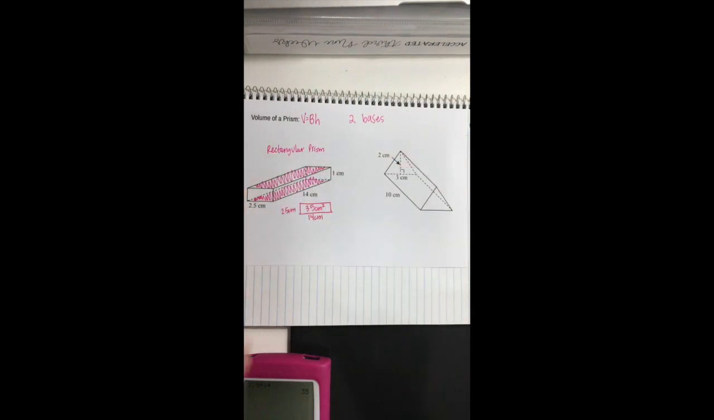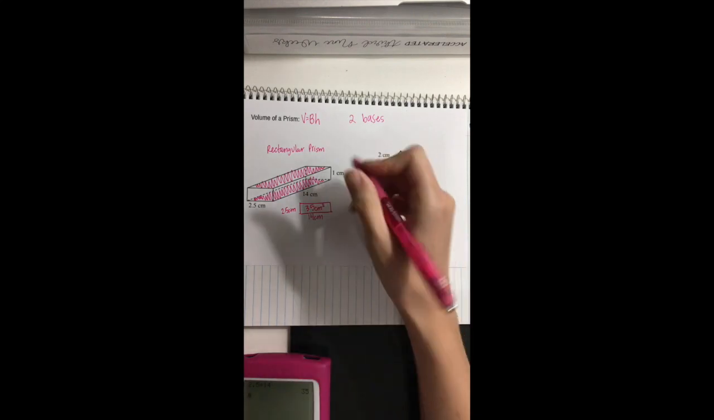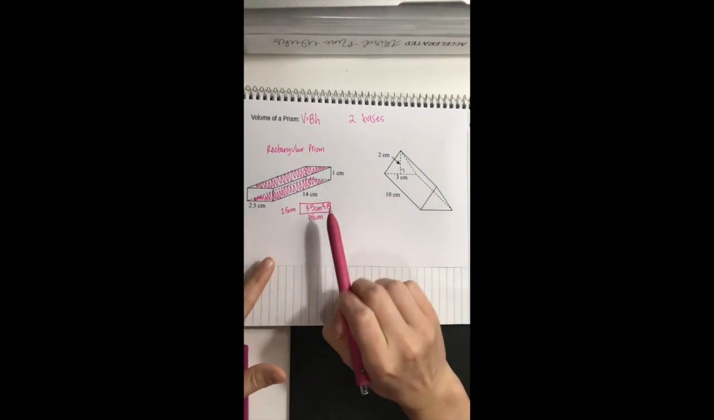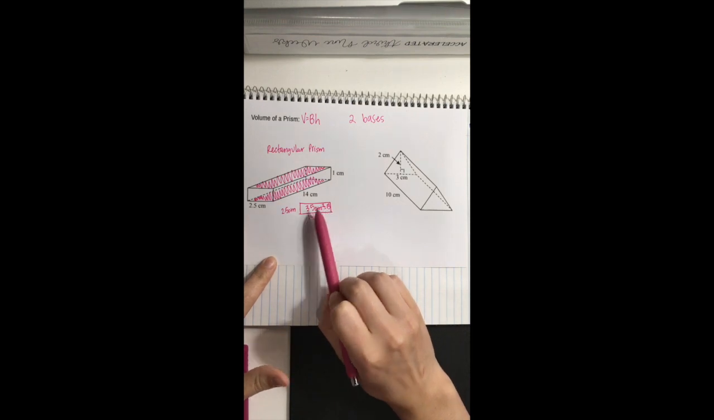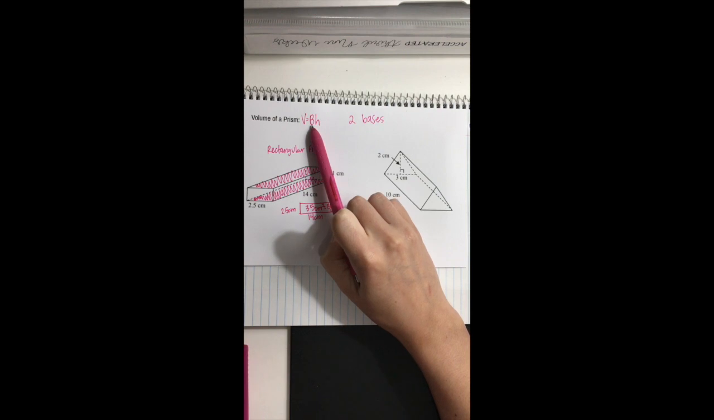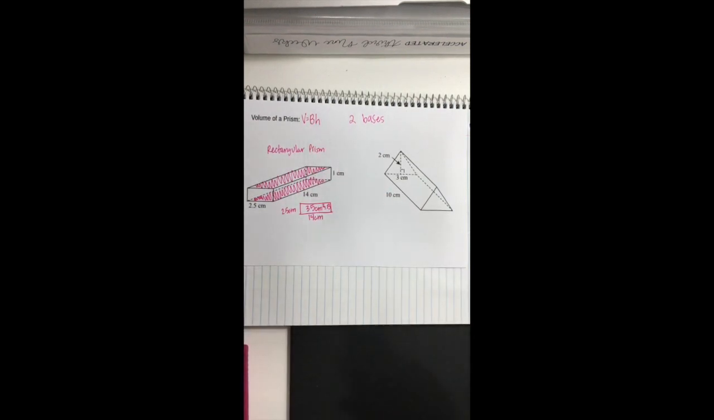And so we're finding area of the base, so that's 35 centimeters squared. So that's capital B. Okay, so we know that capital B is 35 centimeters squared, so we've solved for this part of the equation. So now we need to know what is the height of the 3D shape.